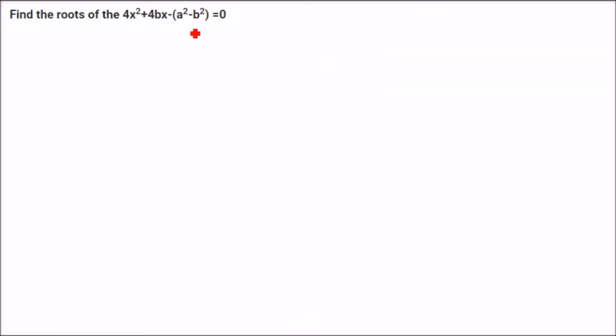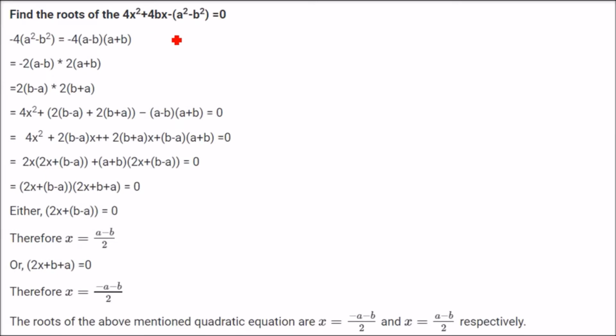Next, 4x square plus 4bx minus a square minus b square. So what you have to do here is this 4b. See, listen to this 4b. I can write it as 2. If I write 4b, what do I get? Because what you have to do here is, this is 4x square.